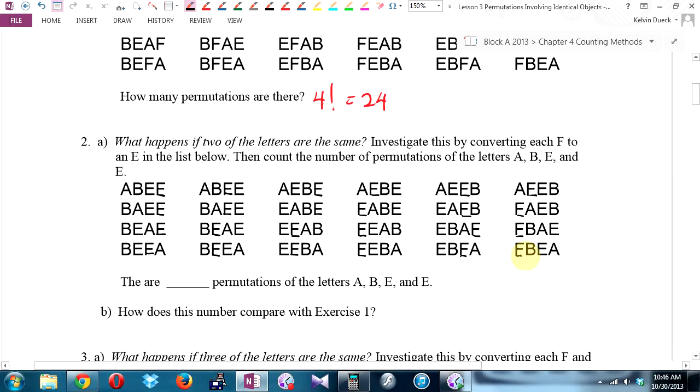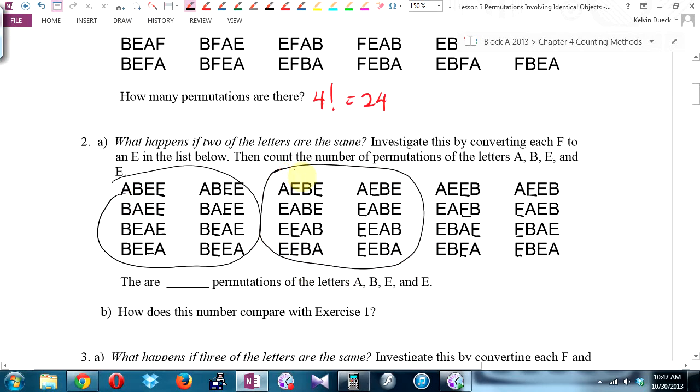Sean, what I've just done is I've listed the number of permutations of the letters, instead of A, B, E, and F, A, B, E, and E, because I made every F an E. How many are there? Well, at first glance, Emma, you might say 24, but look. I think these 2 rows are identical, are they not? And I think these 2 rows are identical, are they not? And I think these 2 rows are identical. So how many are there actually?